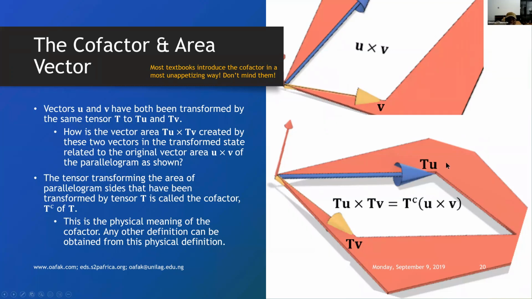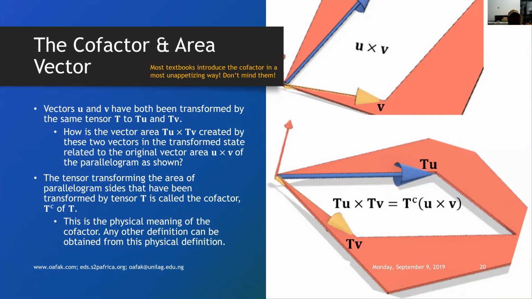You can see here, we have defined the cofactor. No mention is made of inverse. No mention is made of components. This is the most elementary, the foundational definition of a cofactor. It is so fundamental that any other definition of a cofactor you read in any book, anywhere, we can derive from this statement. Everything can be derived from this statement.